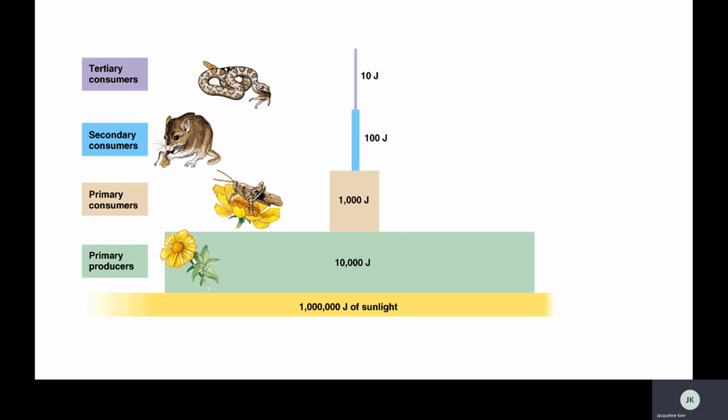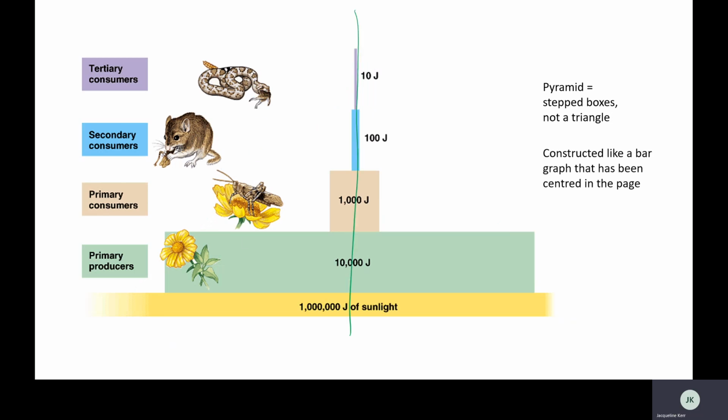We can represent this as well using a pyramid of energy. So this pyramid here, but it's in stepped boxes. So please don't draw something that's triangular. Don't do that. It needs to be boxes, and it's really kind of like a bar graph. It's just a mirror image, like a bar graph that's been centered in a Word document.